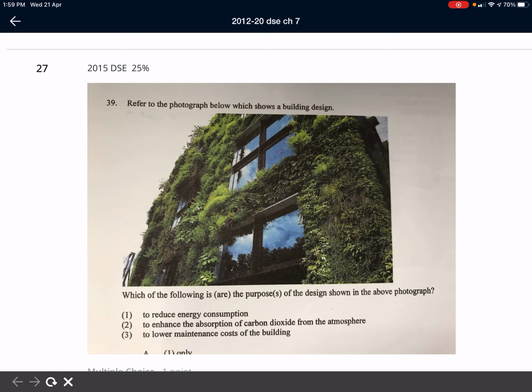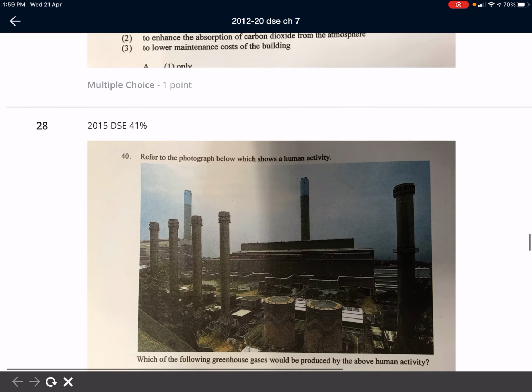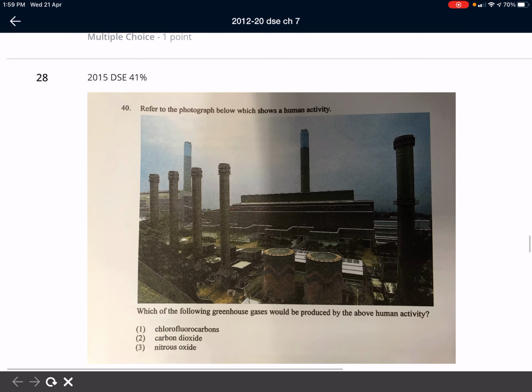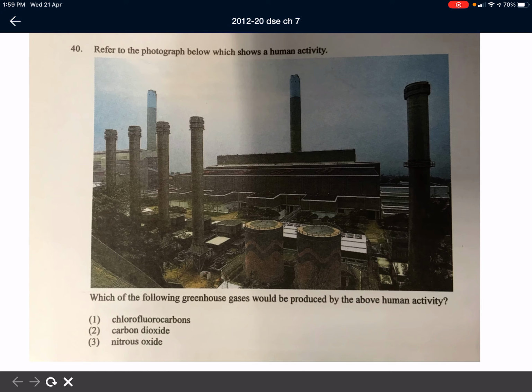Okay, so number 1 is the correct answer, which is A. Okay, number 28, which is talking about the greenhouse gas. What kind of thing will be produced by these human activities?